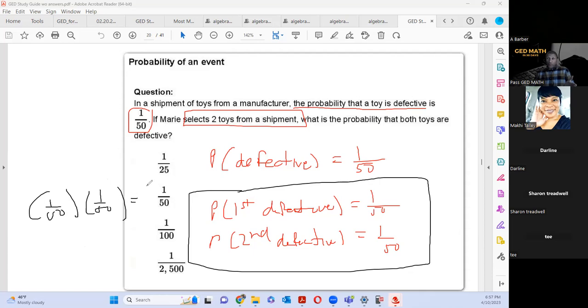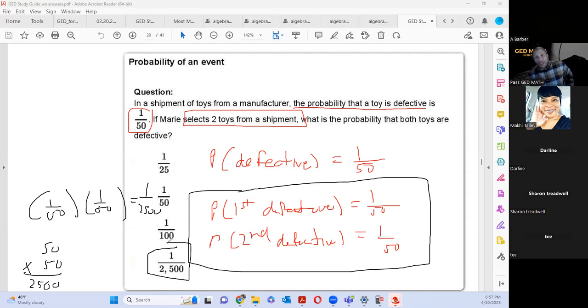1 times 1 is what? 1. And 50 times 50 is what? 2,500. Remember, mental math is real easy. 5 times 25 is 125, so how many zeros do I have? 2,500. So my probability of selecting 2 defective toys is 1 out of 2,500.